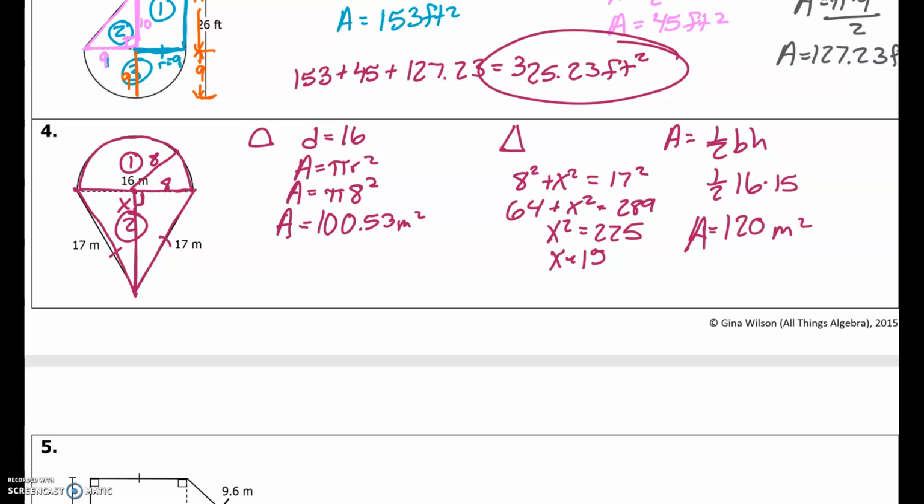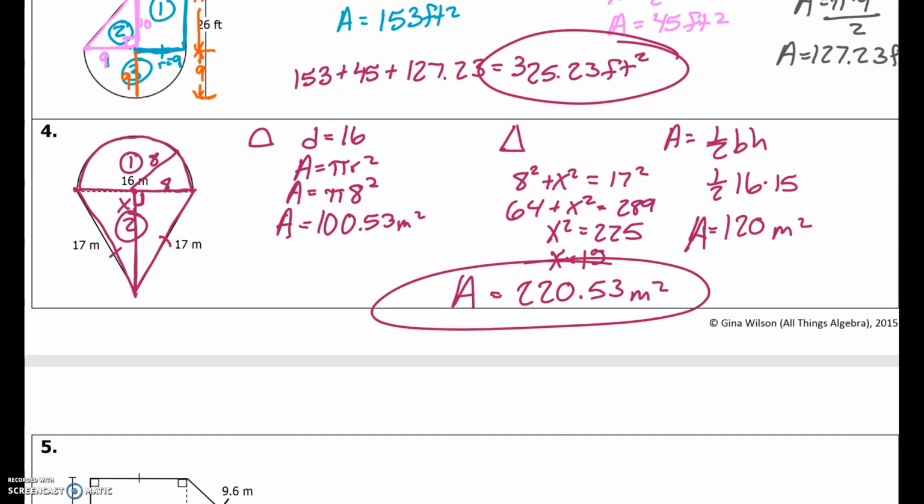So we're going to add all of that together, and we're going to end up with our total area of 220.53 meters squared, and that's going to be the total area for that shape.